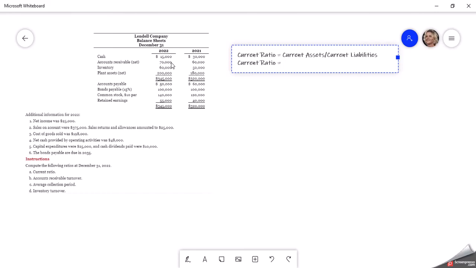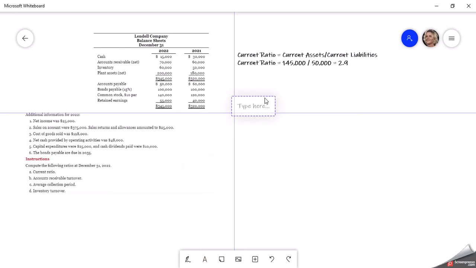So we go back to the balance sheet and we say, okay, cash is a current asset, that's 15,000. Accounts receivable is a current asset, that's 70,000. And inventory is a current asset, and that's 60,000. So we have $145,000 of current assets, and then we will divide that by our current liabilities. And it does tell us that the bonds payable are due in 2035. So those are way long term. So the only current liability that they have is the $50,000 of accounts payable. Okay, so then now we can just solve that. So if we take 145,000 divided by 50,000, that gives us 2.9 as our current ratio.